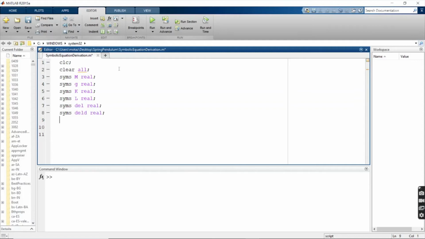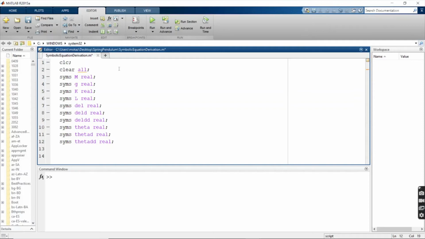And the second time derivative, or the acceleration of how fast the pendulum accelerates in the normal direction, del double dot, real. And then we'll do the same for theta. So the angular location will be defined as theta real, and then the angular velocity, theta dot, will also be real, and syms theta double dot, which will be the angular acceleration. And now we define all our symbolic variables.